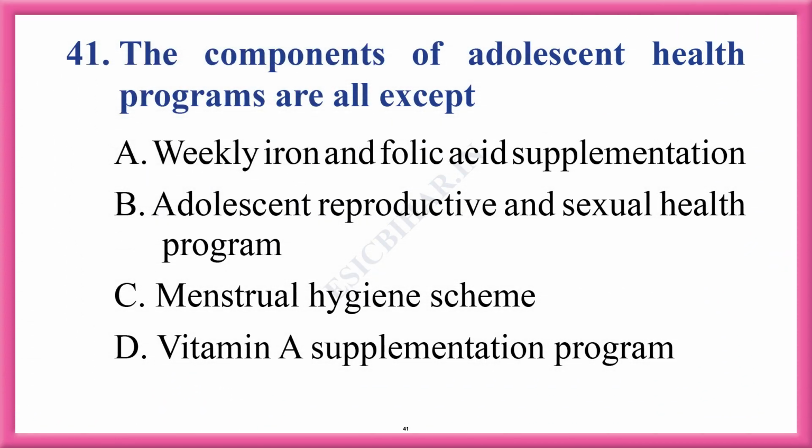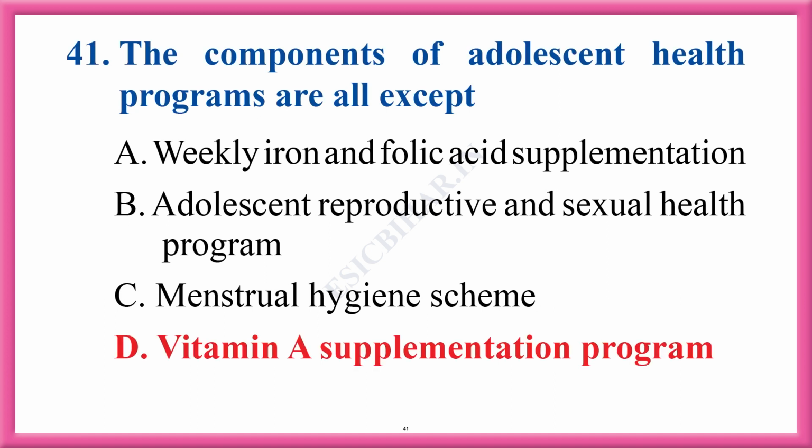Question 41. The components of adolescent health programs are all except: A. Weekly iron and folic acid supplementation, B. Adolescent reproductive and sexual health program, C. Menstrual hygiene scheme, D. Vitamin A supplementation program. And the answer is D. Vitamin A supplementation program.